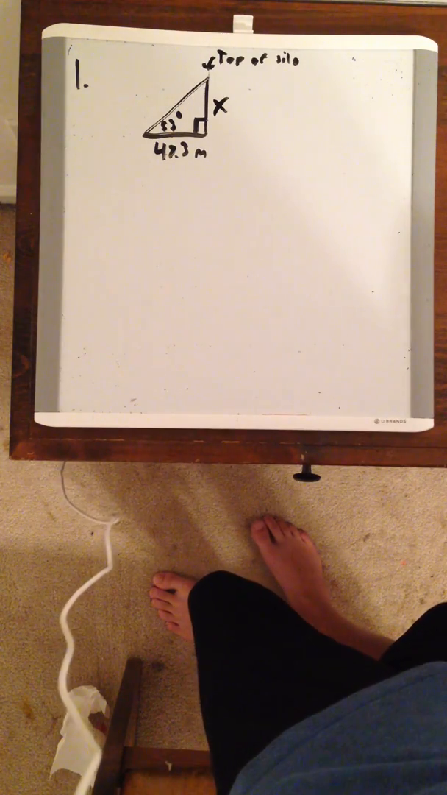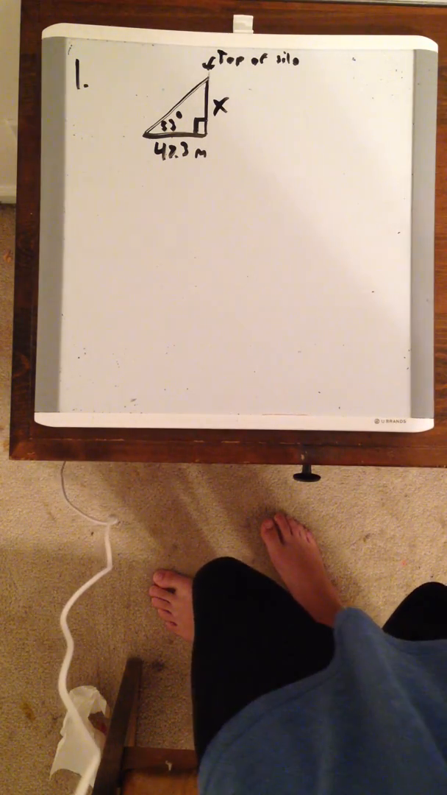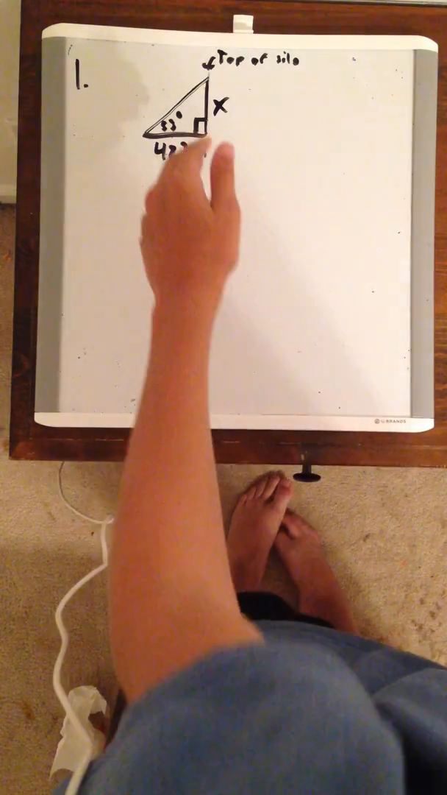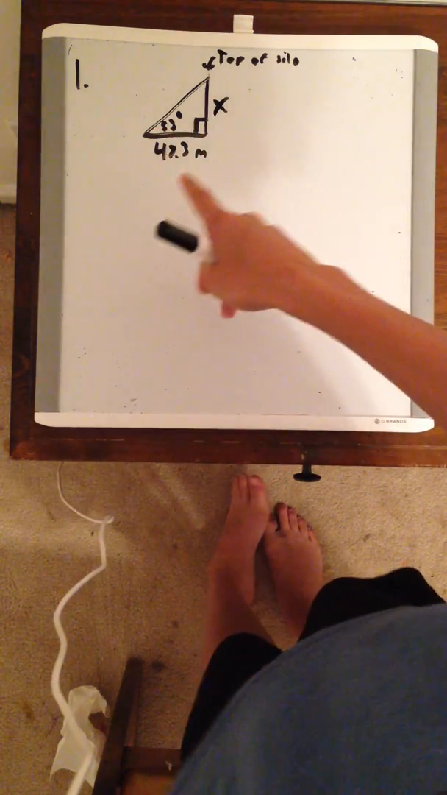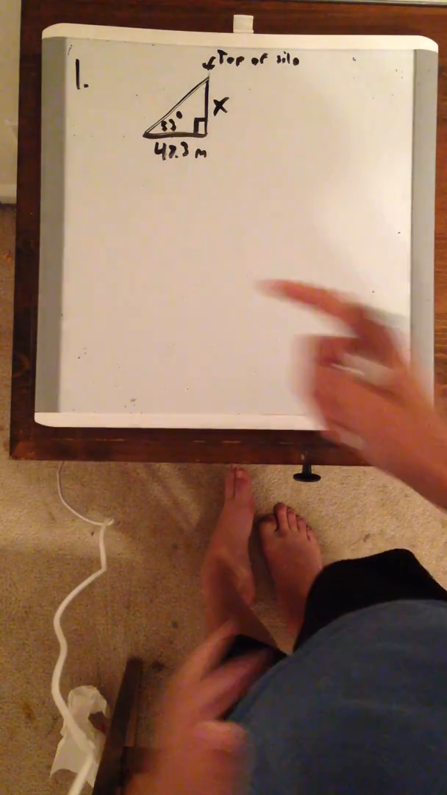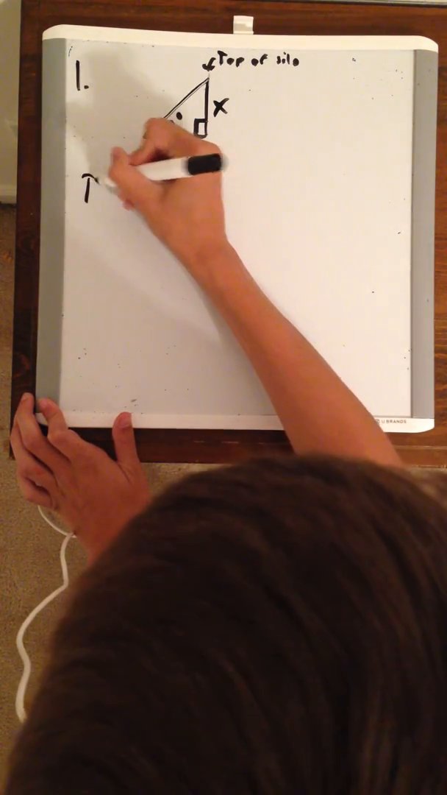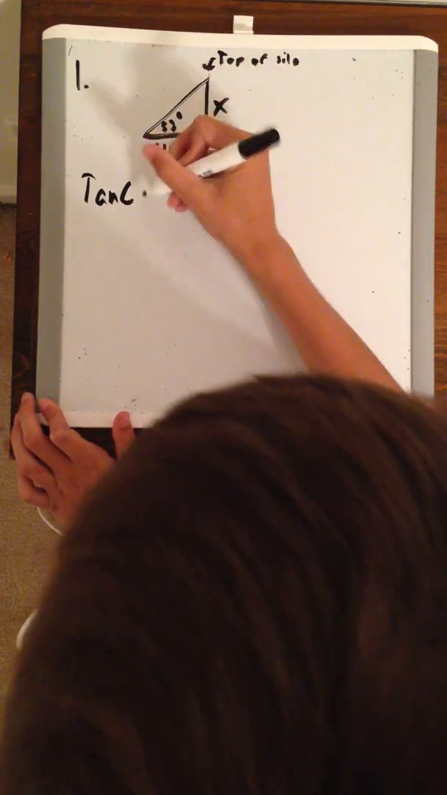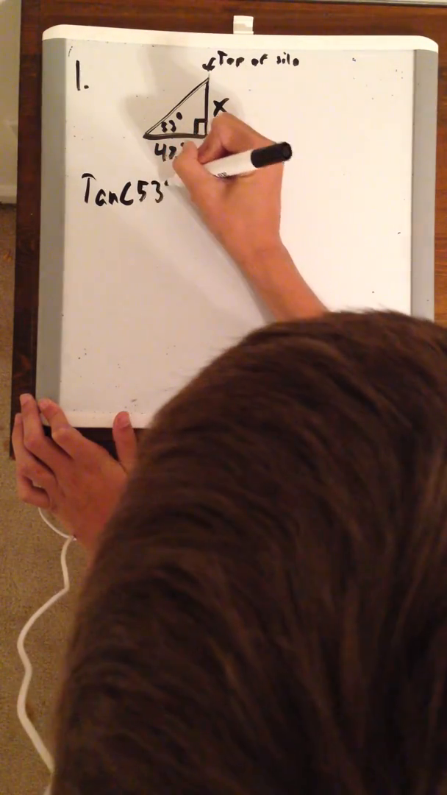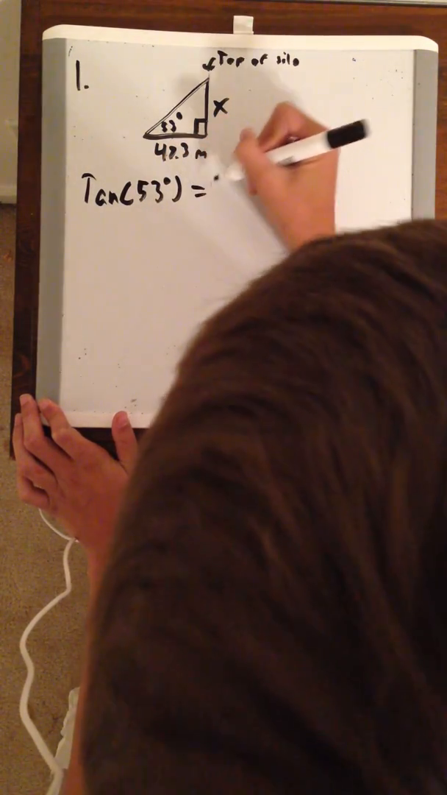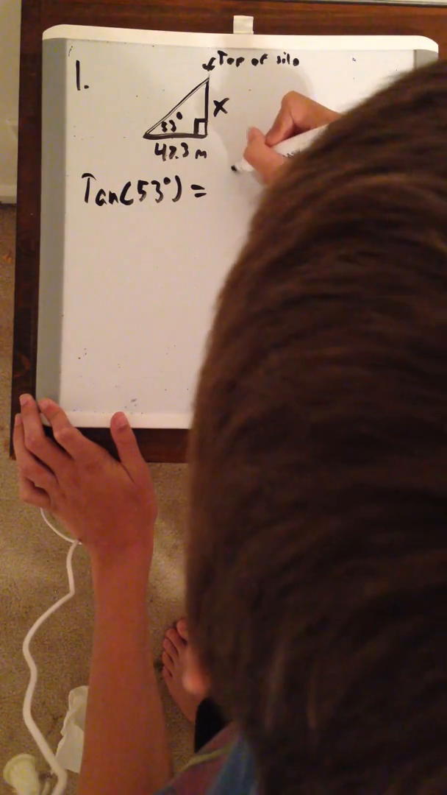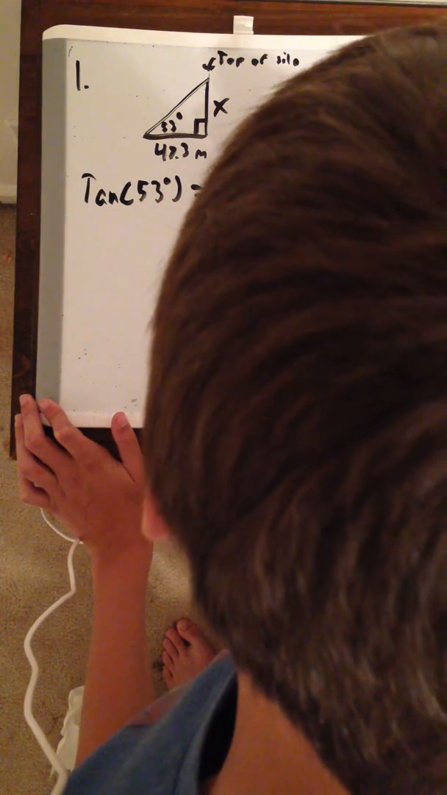So to do this, we're going to have to use one of our trig functions, tangent, because we have an angle and then we have two sides, the opposite of that side and the adjacent of that side, which corresponds to tangent. So what we're going to do first is we're going to write tangent of 53 degrees, because that's our angle, equals opposite over adjacent. So x over 47.3.